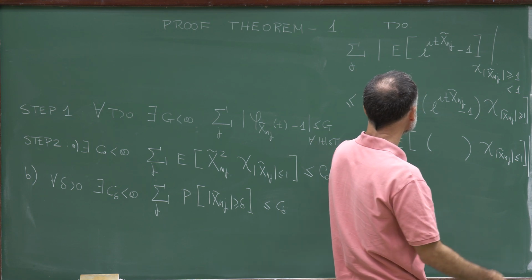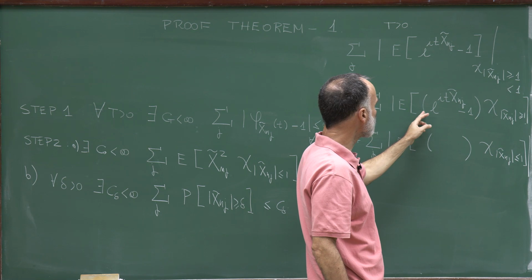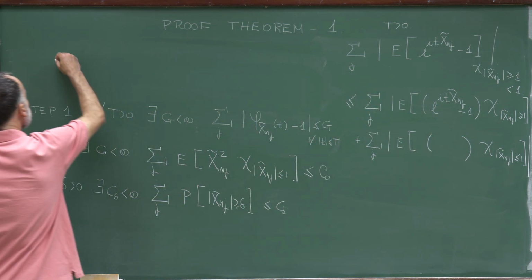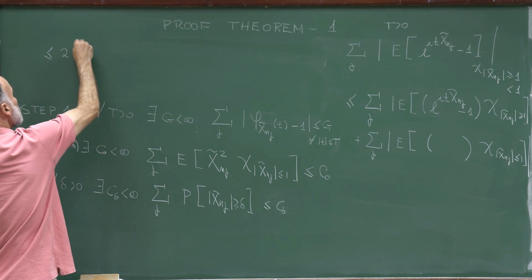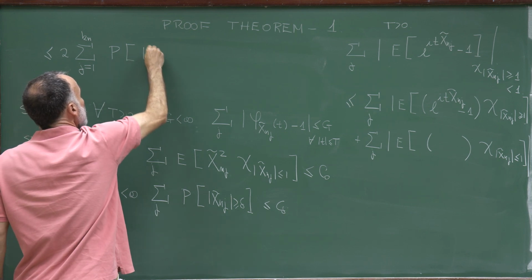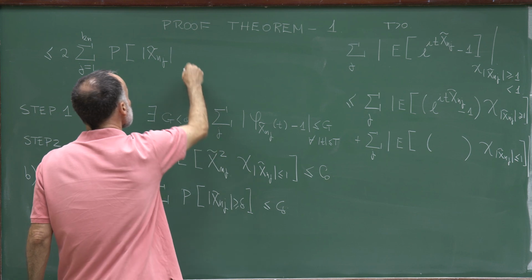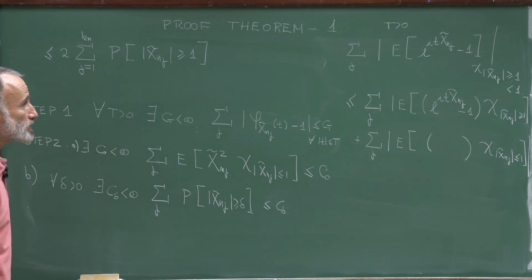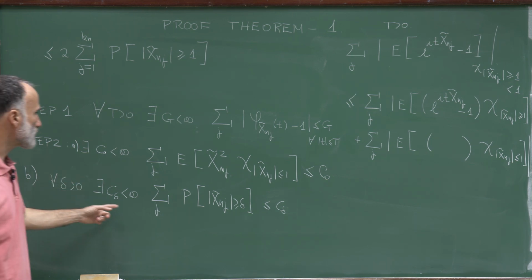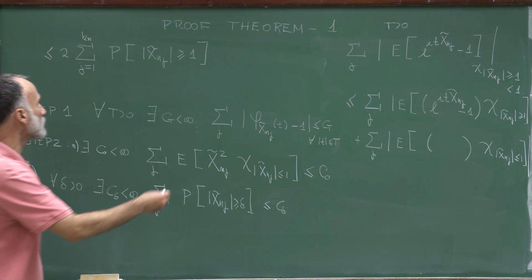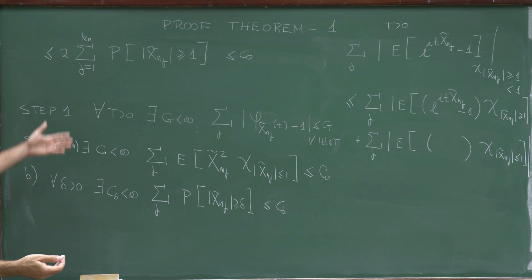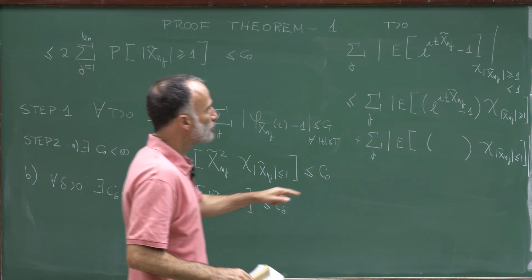So in this one, I will just bound this expression, putting the absolute value inside the expectation. The absolute value of this difference is bounded by 2. So the first sum is bounded by 2 times the sum in j of the probability that |x̃_nj| is larger or equal than 1. This is what we get for the first term, and now I can use B, applied with delta equal to 1, to say that this is bounded by a constant. So this first term is bounded by a constant, uniformly in n and uniformly in t because it doesn't depend on t. So this is how you estimate the first term.